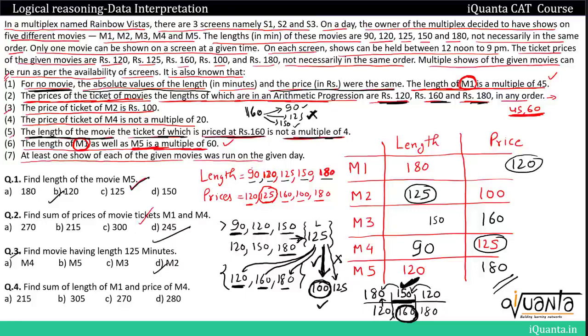Fourth question is find the sum of the length of M1 and the price of M4. So the length of M1 is 180, the price of M4 is 125, so their sum will be 305. So that is how we solve a puzzle. You simply have to remove all the options that cannot fit the condition.